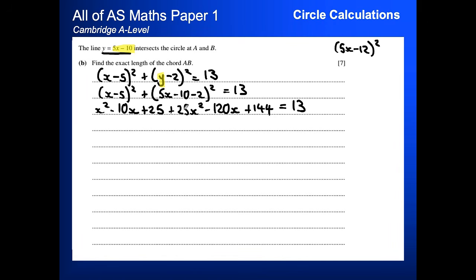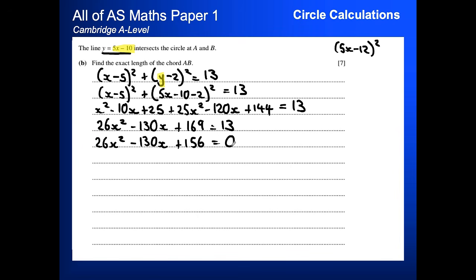Now we're going to collect up the like terms. So 25x squared plus x squared, that's 26x squared. Minus 120x minus 10x is equal to minus 130x. And now we've got a little bit of calculation here to do. So 144 plus 25 is equal to 169. And now we just need to take the 13 away from both sides. And this is where we hope we get something quite nice coming out of this. So if we do this, we get 156 equals 0. So we've got a quadratic to solve.